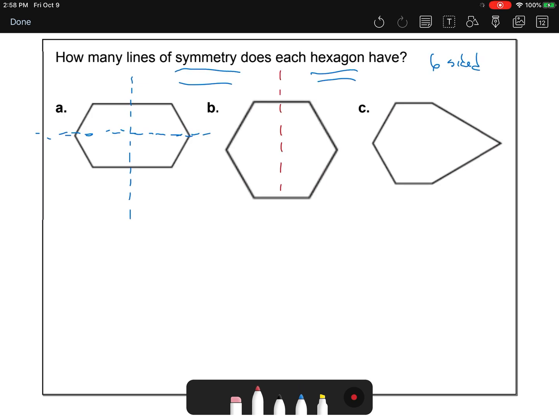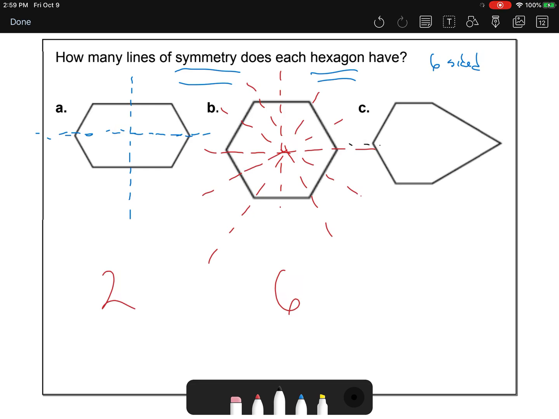Now B, I think we got a bunch. Okay, there's one, there's one, there's one. Yeah, there's one, and there's one. I think that's it. So 3. How many we got? 1, 2, 3, 4, 5, 6. 6 and 2. How many on C?